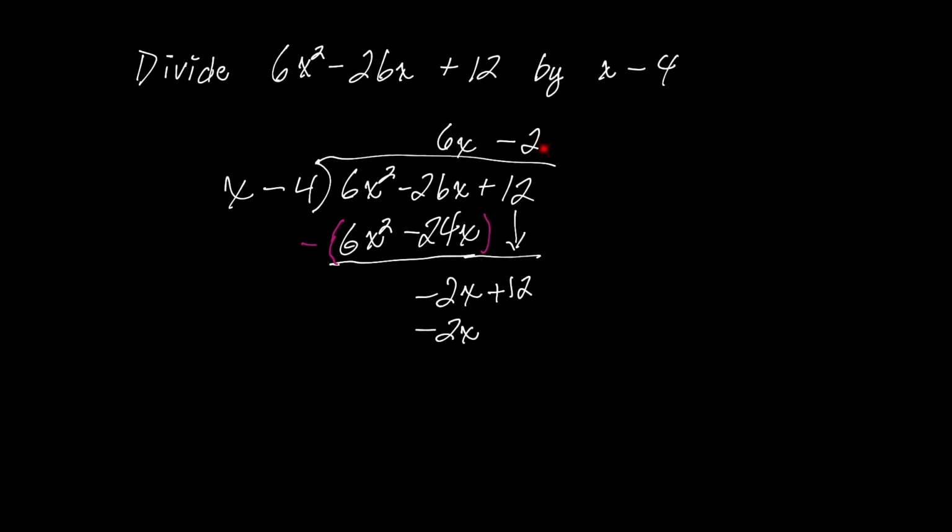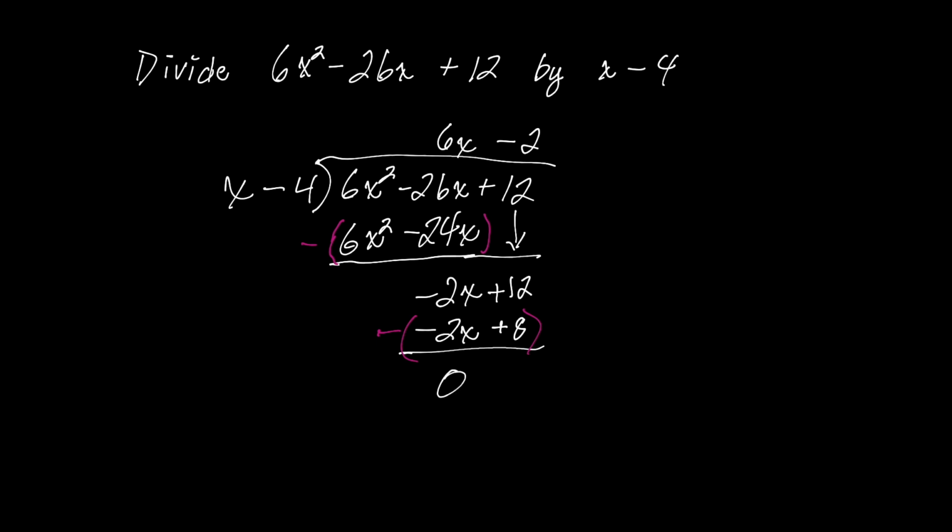Then I'm going to do negative 2 times negative 4. That's going to give me a positive 8, and then I'm going to subtract. But don't forget, we're subtracting both terms here. Okay, both terms are getting subtracted. So the negative 2x minus negative 2x is 0.